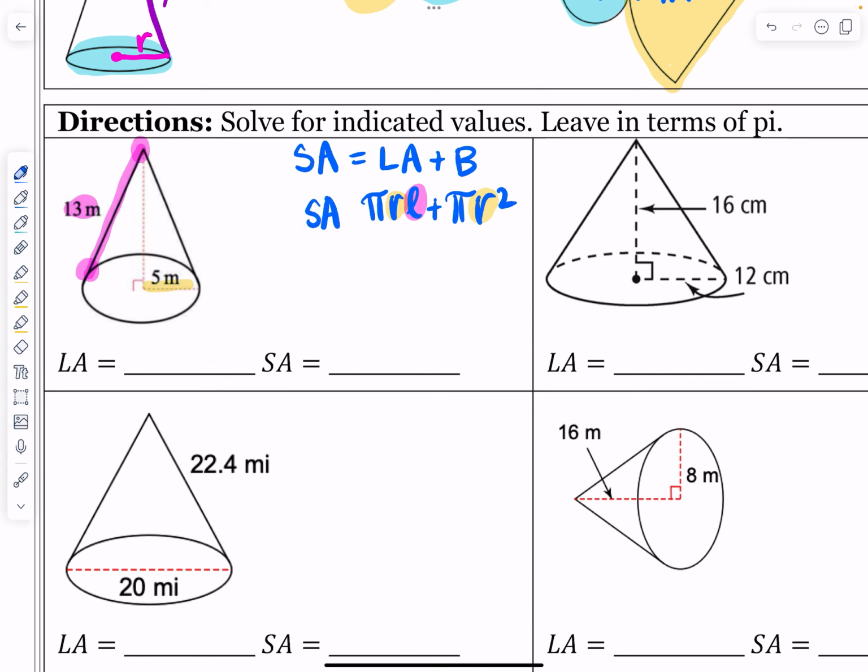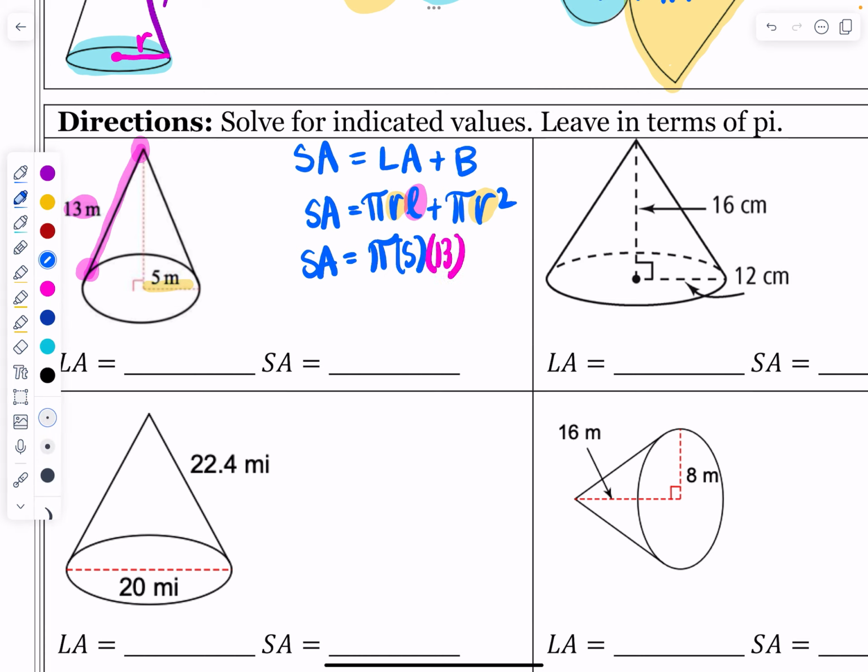My surface area is going to be equal to pi times 5 times my slanted height, which is 13. So I'm going to do that in pink just so it stands out, plus pi times 5 squared. So we want this in terms of pi, so we're going to go ahead and multiply these out. What is 13 times 5? 13 times 5 is going to give me 65 pi here for my lateral area. So that's going to be 65 pi meters squared.